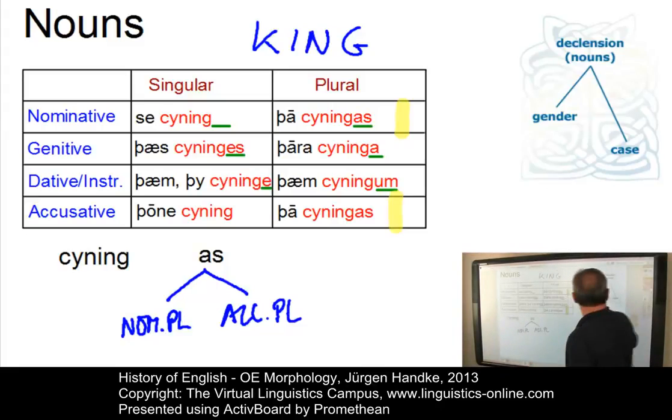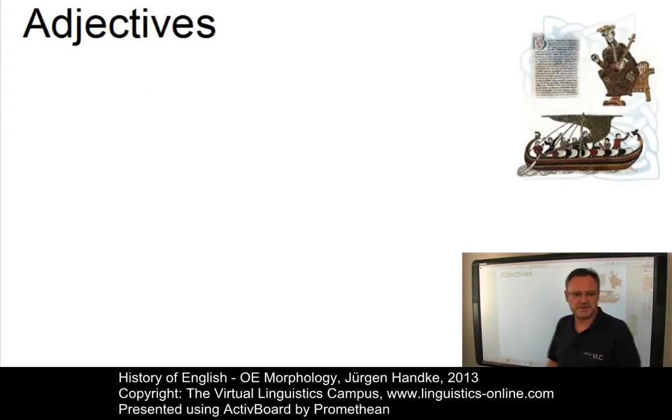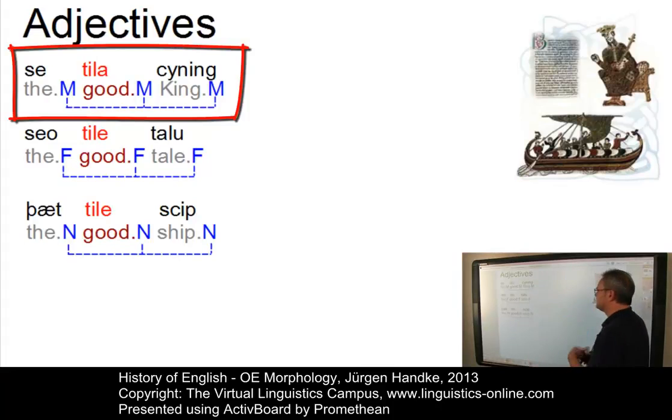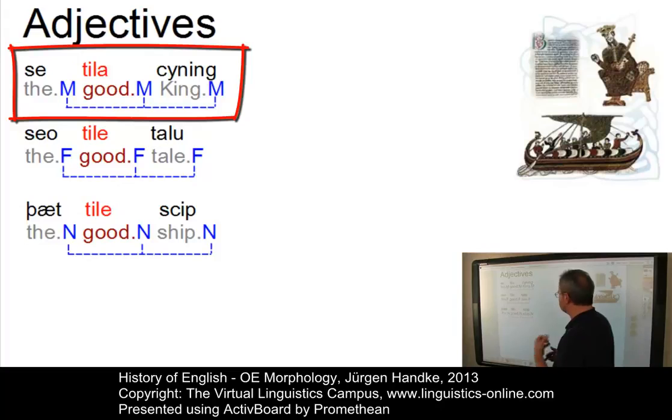Let's look at adjectives next. The adjective was the most highly inflected category of Old English. It followed the noun in terms of gender, case and number. Here are 3 examples that illustrate this effect. We have Se tila König, the good king, where König is masculine and consequently the determiner and the adjective are masculine too.